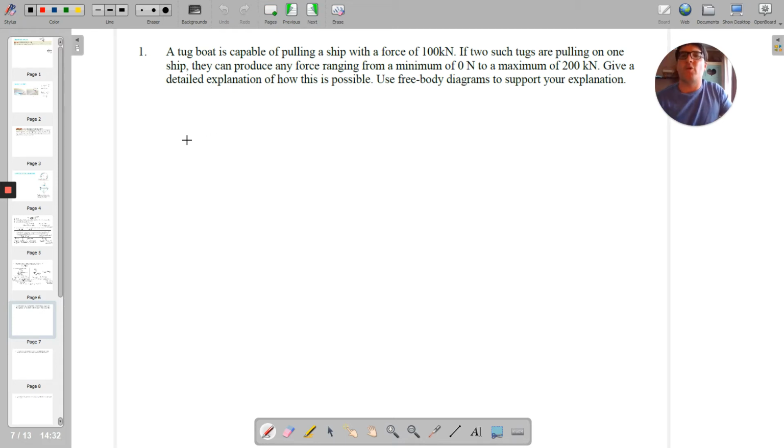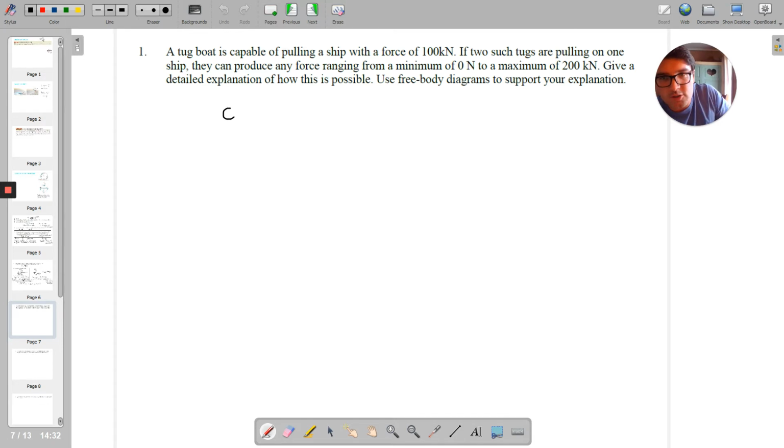So for question 1, and this is on page 42, they say a tugboat is capable of pulling a ship with a force of 100 kilonewtons. Okay, so it means 100,000 newtons. If two such tugs are pulling on one ship, they can produce any force ranging from a minimum of 0 newtons to a maximum of 200 kilonewtons. Give a detailed explanation of how this is possible. Use free body diagrams to support your explanation.